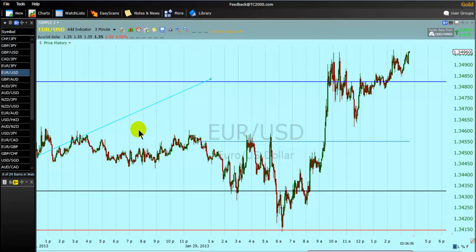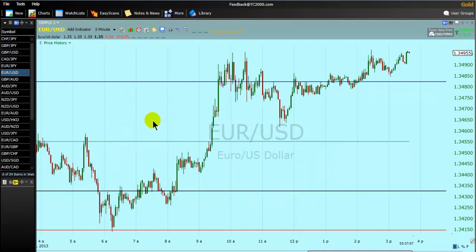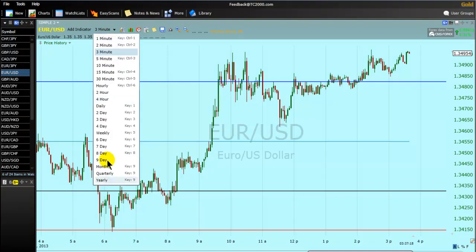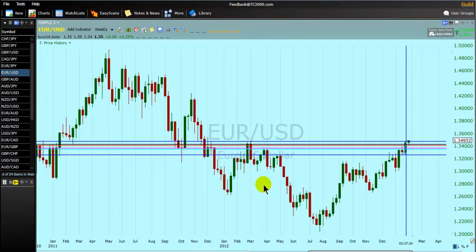This is a practical trading review for TSTW traders. All right, we are looking at the Euro USD. Now I'm on the 3-minute chart, my favorite crazy time frame. I'm going to go now to the weekly chart. Trade review for TST traders. Going to the weekly chart, moment please, I'll get there. My lines are still here.